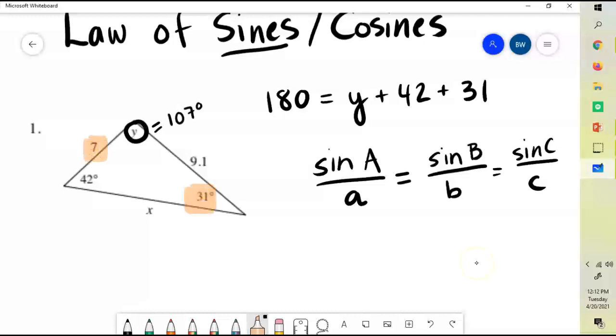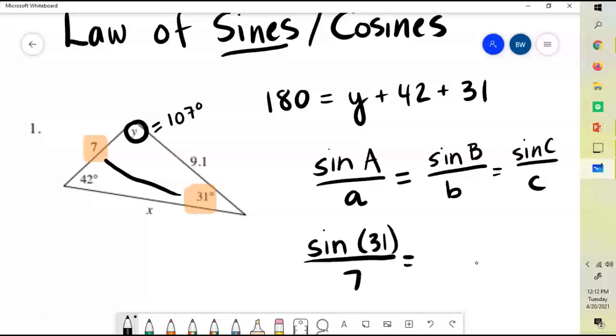Let's use sine of 31 over 7 for our first setup, since those are across from one another. Sine of angle measure 31 over 7 is equal to, and we will use this measure right here, sine of 107, and we will put it over this mysterious x that we're trying to solve for.